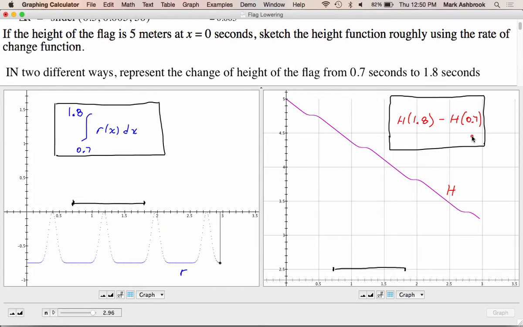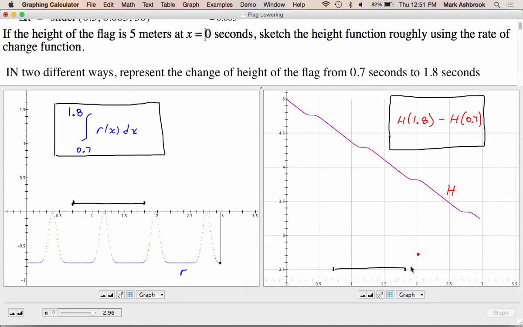How's that seen on the graph? How would we show that on the graph? This change in height of h of 1.8 minus h of 0.7. Guadalupe, how could this be shown on the graph? Visually, I'm going to show this amount. This is an amount of change. Can I express it visually or mark it off visually using this graph? How could I represent this amount of change on this graph? Anybody?